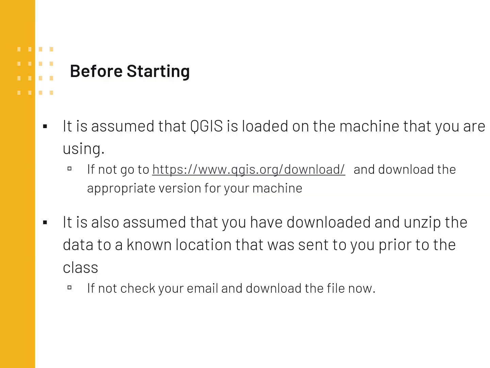Before starting, it's assumed that QGIS is loaded on the machine that you'll be using for this session. If not, you can go to https://www.qgis.org/download and download the appropriate version for your machine. It is also assumed that you have downloaded and unzipped the data for this session. This should have been sent to you by email before the class started. If not, check your email now and download the file. If you're unfamiliar with zipping and unzipping files, please just send me a note in the chat and I'll help you out with that.